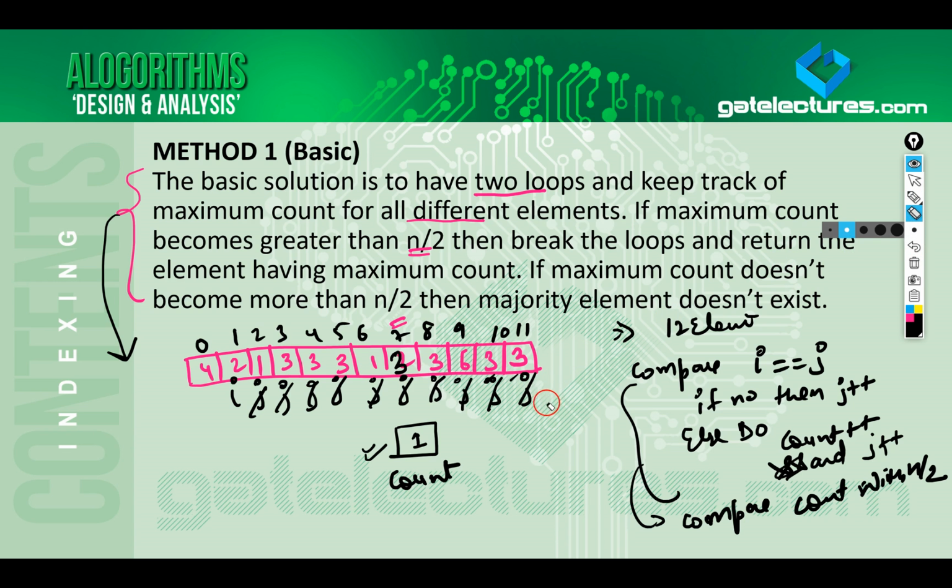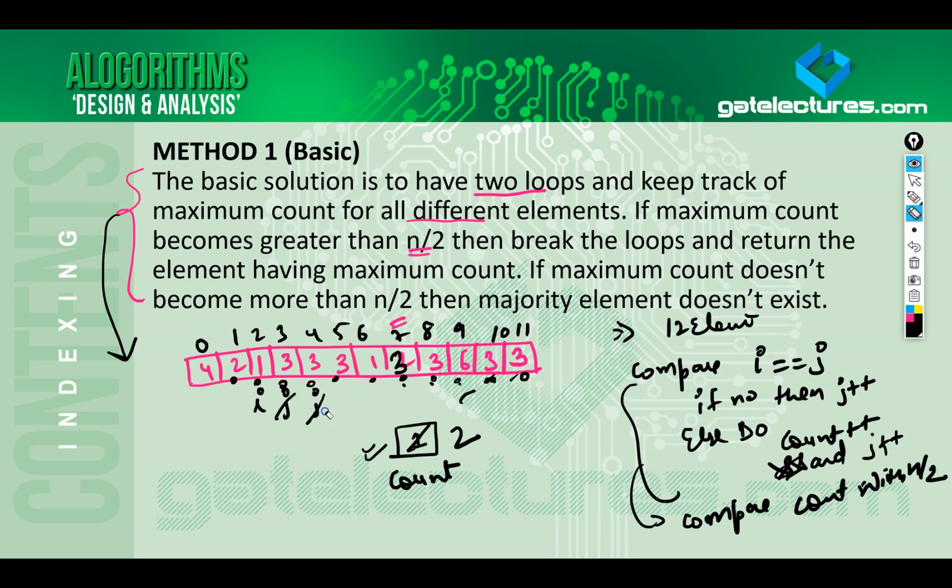Now again perform exactly the same operation, just increment the value of i. So next time i will point here and j will point here. Initially 1 is only one time. Compare this: 3 and 1 are not equal. Now 1 and 1 is equal, so count is 2. That means 1 is appearing 2 times. Increment the value of j, again not equal, not equal. Therefore 1 is appearing 2 times, which is not greater than 12 by 2, which is 6, therefore it is not a majority element.